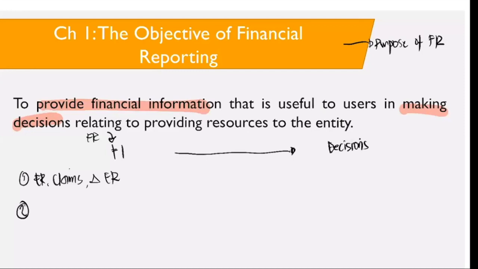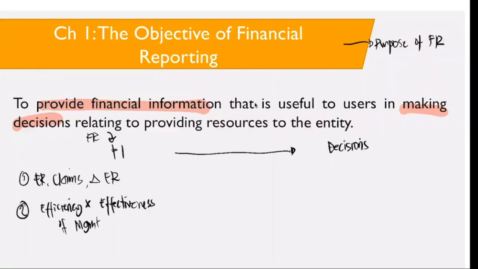Another piece of information that is provided by financial reporting is the efficiency and effectiveness of management. We look at whether management is efficient and effective in the discharge of its duties in the use of this economic resource, whether management makes good use of the economic resources so that the company operates effectively and efficiently.